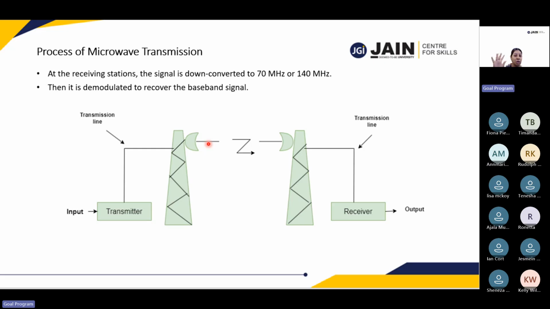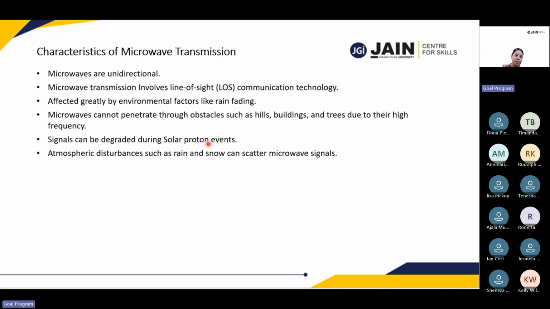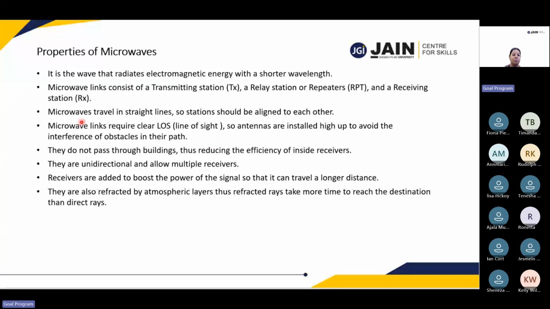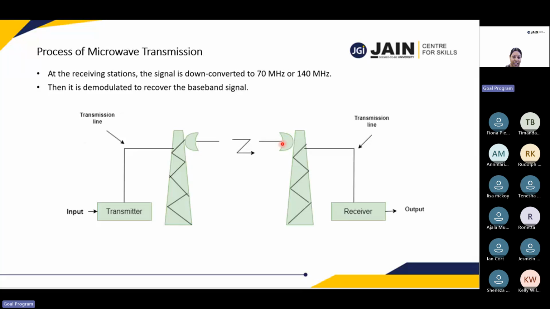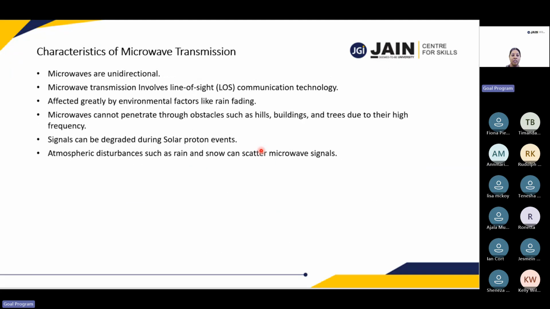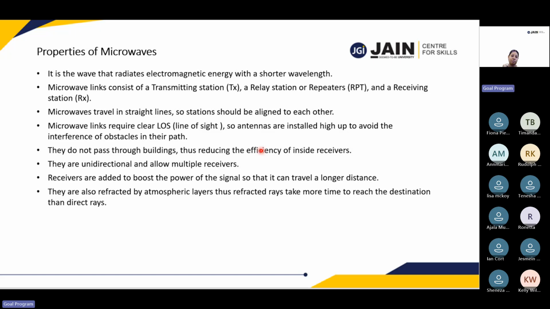But that communication is not possible in microwave transmissions. When the people are the same height, side to side, point to point, then only the communication can take place. That is a property we have here. That's what they are saying: microwave travels in straight lines, so stations should be aligned to each other. The transmission is happening in straight lines, so the towers should be aligned with each other. It should not be here or here, but here. Otherwise, the communication cannot take place in microwave transmissions.